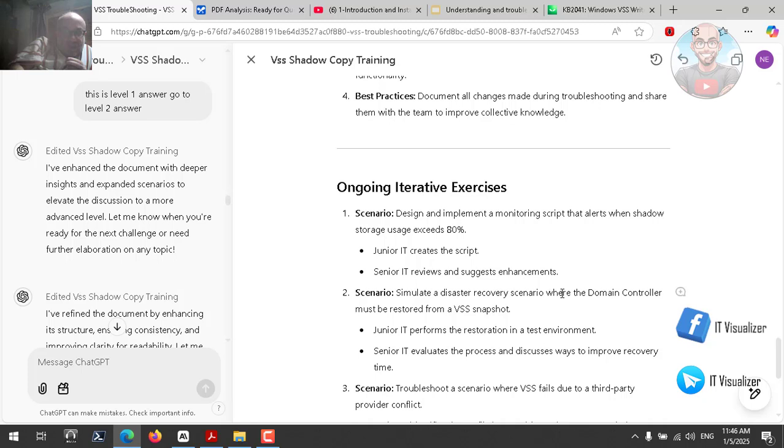Simulate a disaster recovery scenario where the domain controller must be restored from the volume snapshot. Junior RT performed the restoration in a test environment. Senior RT evaluates the process and discusses ways to improve recovery. Also, he didn't give us the steps to do that.